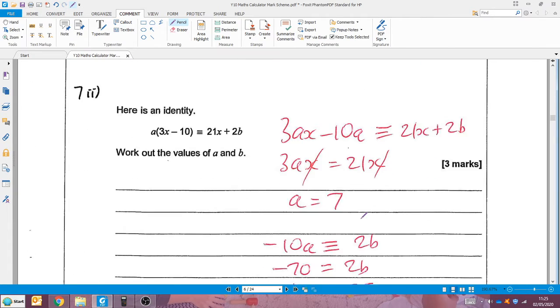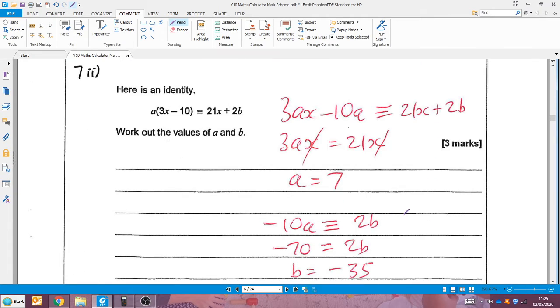Done. This is algebraic equivalences, so we're probably on grade 6 right now as we speak. I've got an identity. I've got to work out A and B. This is what I call mix and match. Multiply this out. So this is identical to that, which means 3ax is identical to 21x. A must be 7, all right? Because 21 divided by 3 is 7.